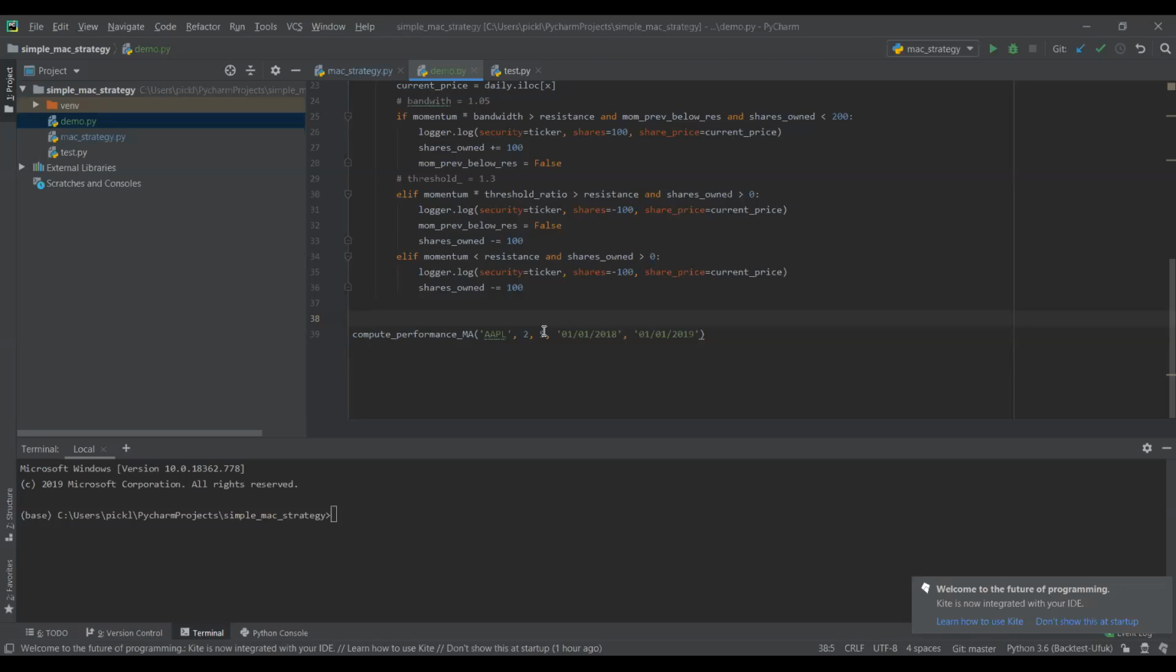Something interesting I read about Renaissance Technology, which is like the best quant firm. They average about 70% returns per year. Isn't that crazy? 70%? The S&P is about 10%. But think about it, 70%. That's crazy, right? And there are not a lot of funds like that. So, Renaissance Technology.